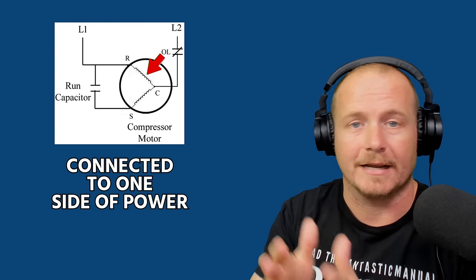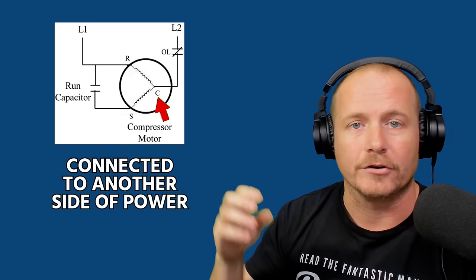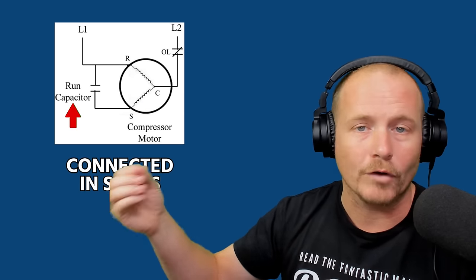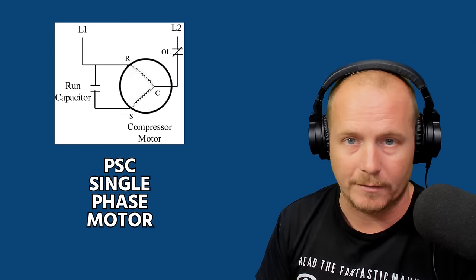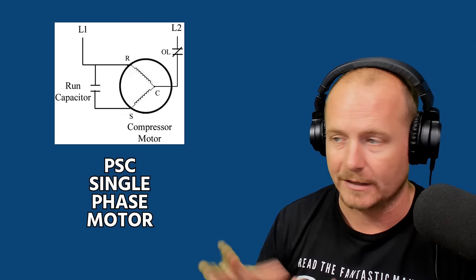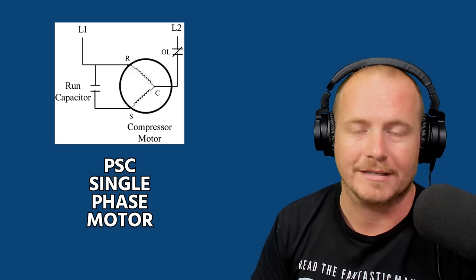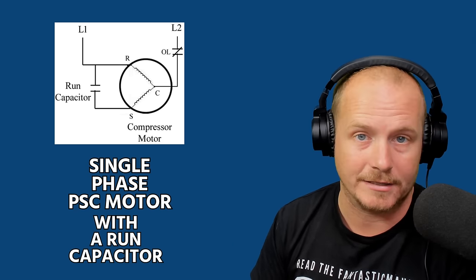Your run winding is connected to one side of power, your common terminal is connected to another side of power, and your start winding is connected in series with your run capacitor. And again, this is on a PSC single phase motor that we're talking about here, specifically. So you go outside to your regular old compressor on your house, that's generally going to be a single phase PSC motor with a run capacitor in place.